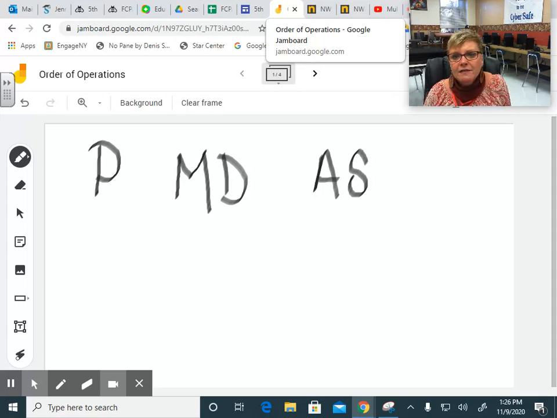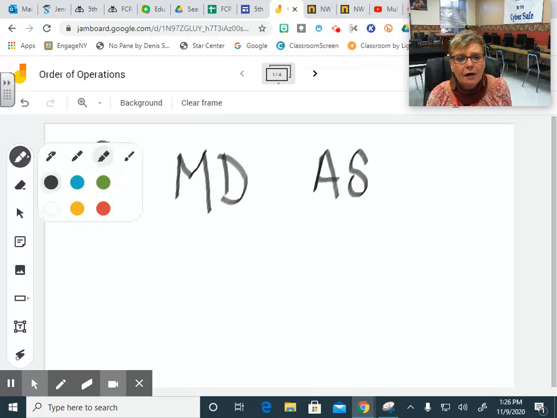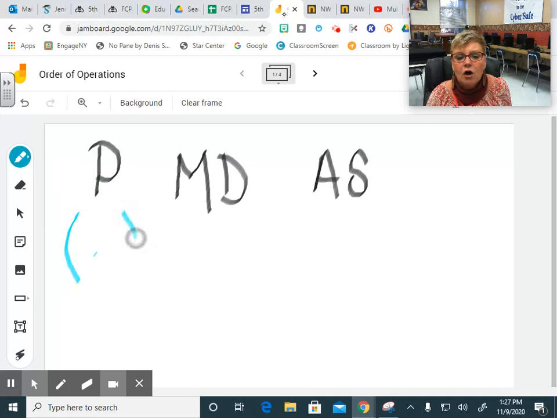Same way with math. So if you've looked through your lesson and you've seen purple monkeys dance and sing, or you make up whatever you want your funny saying to be, here are our operations. So we're starting with parentheses. Anything in parentheses always comes first. Anything that's in parentheses, you do first.